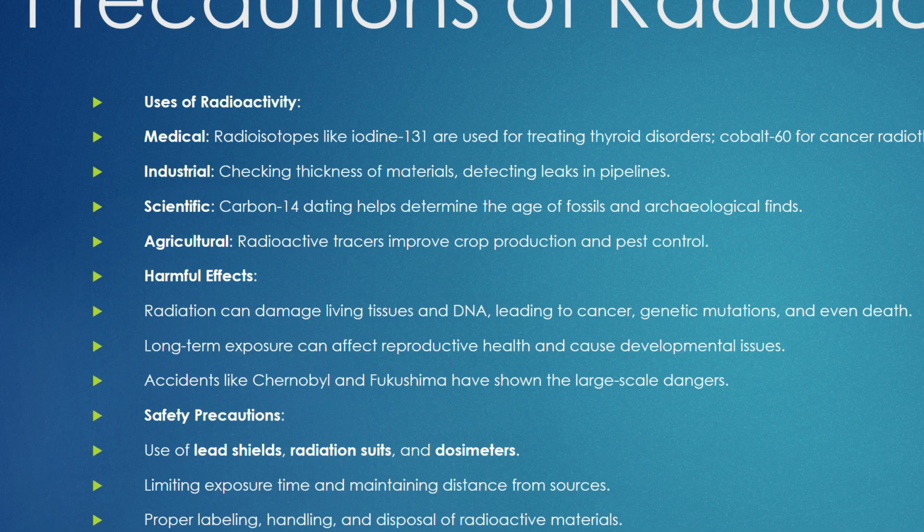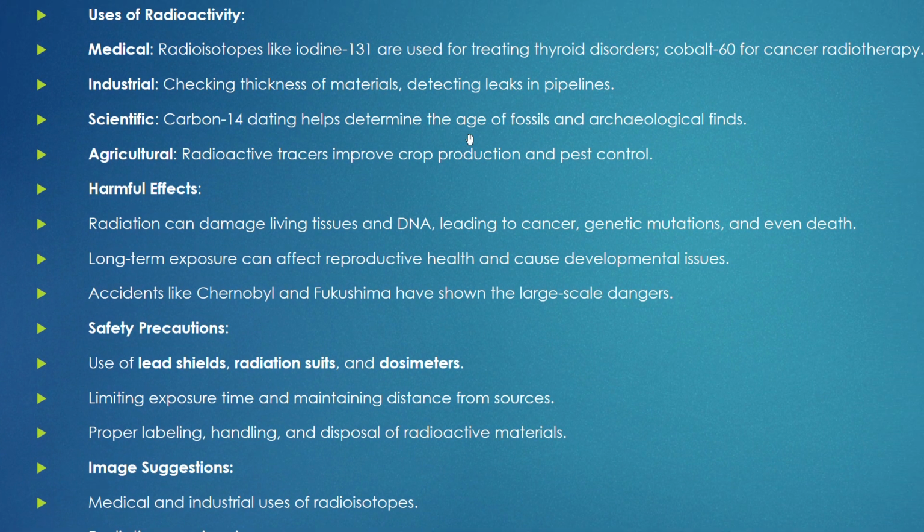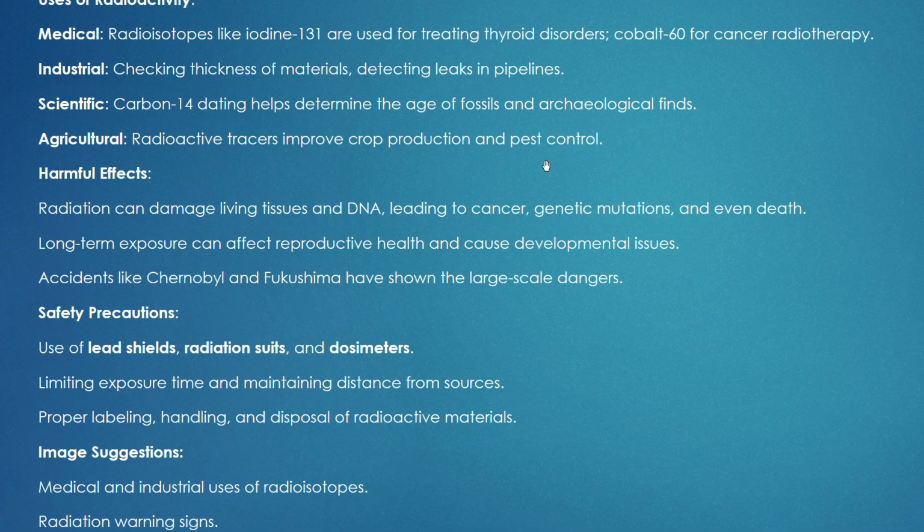See, when you pass a ray of alpha, beta, or gamma through a pipeline, even if there is a small hole, the radiation starts to emit out of that hole. So you get to know if there is a leakage in a pipe or if there is any damage in the pipe, and this is also used to check the thickness. In science, carbon 14 dating helps determine the age of fossils and archaeological finds. In agriculture, radioactive tracers improve crop production and pest control.